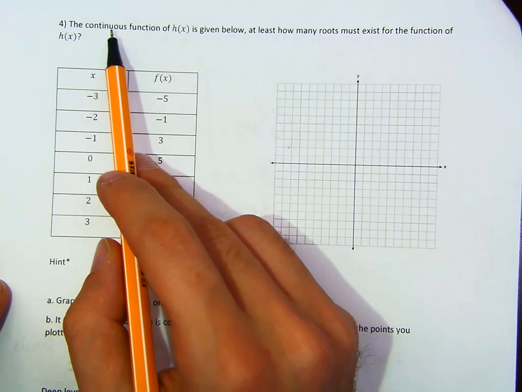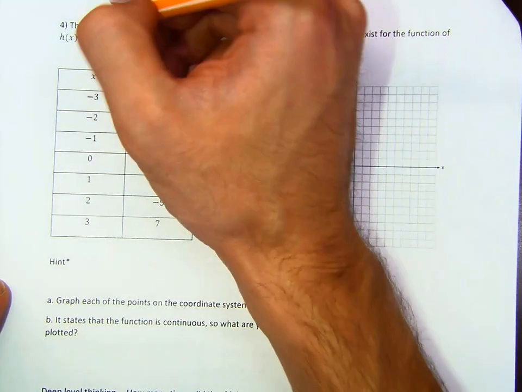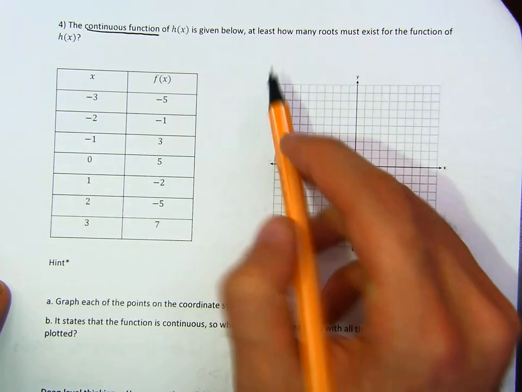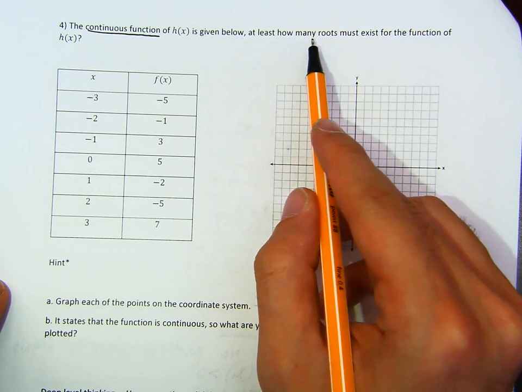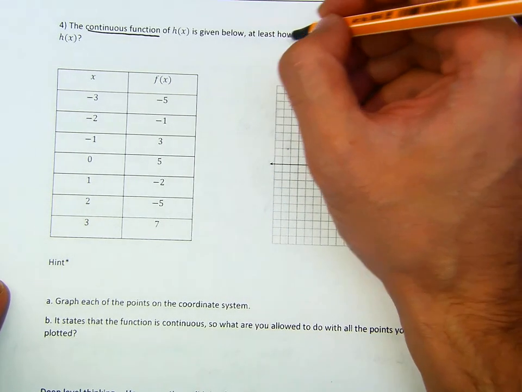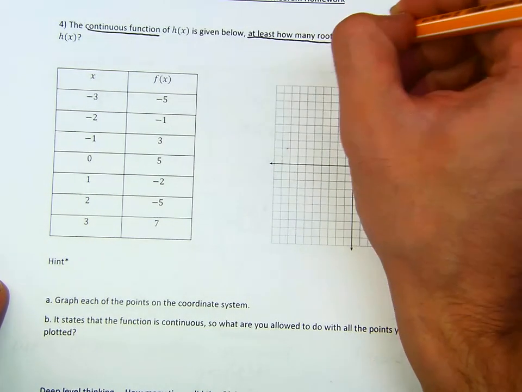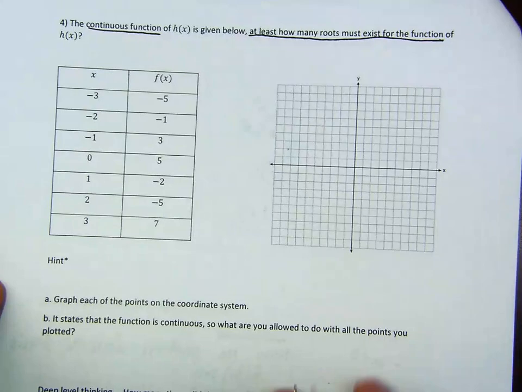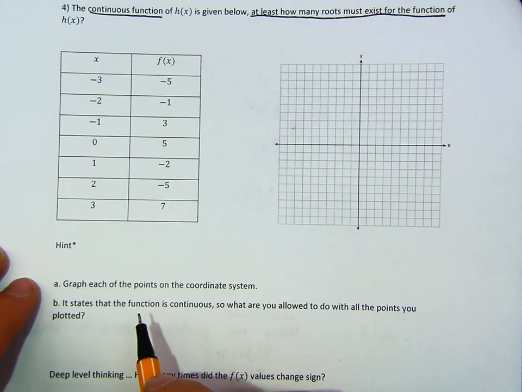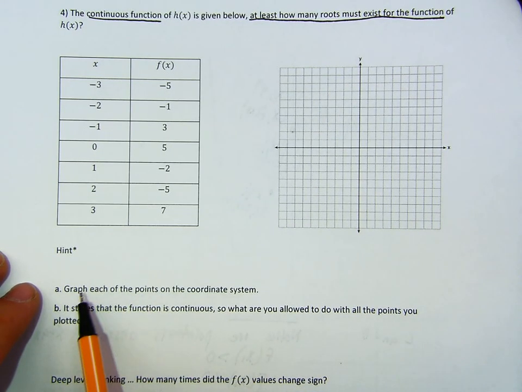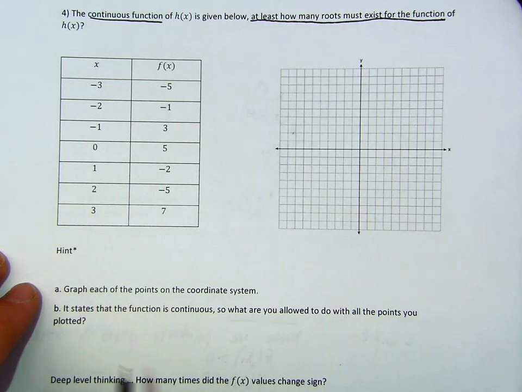Here it says for the continuous function h of x, we have continuity given below. At least how many roots must exist for the function? So the hint was, if you weren't able to try and do it by yourself, what I want you to do is graph all these points.